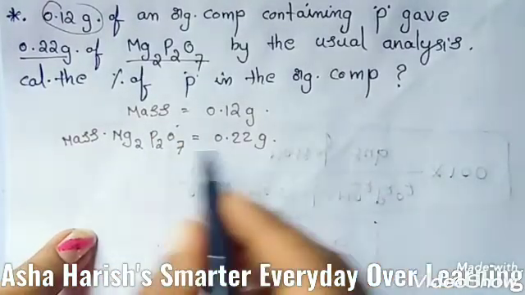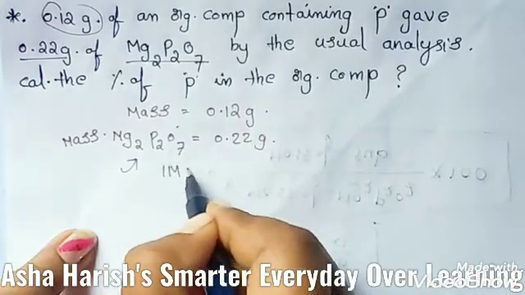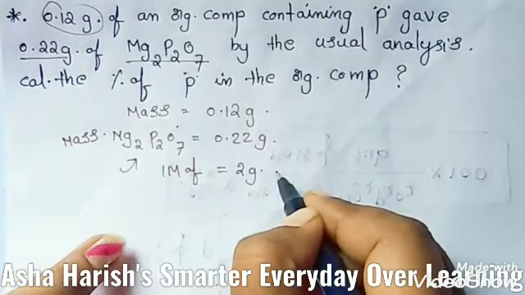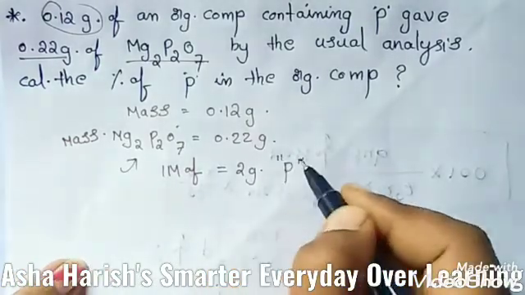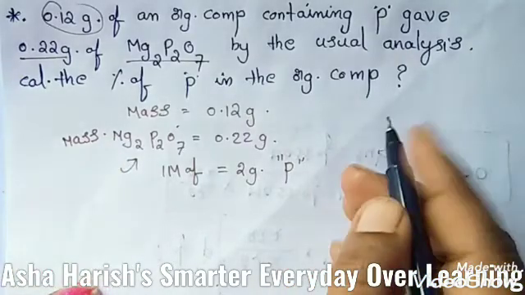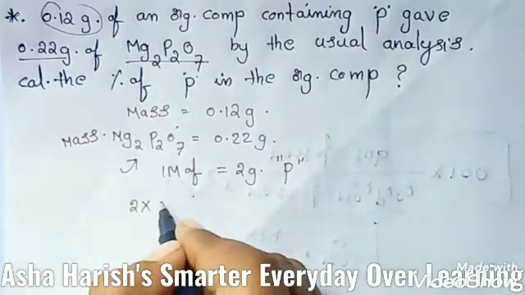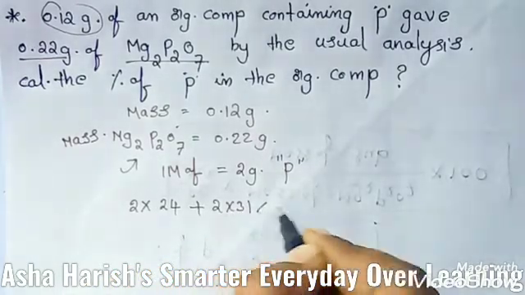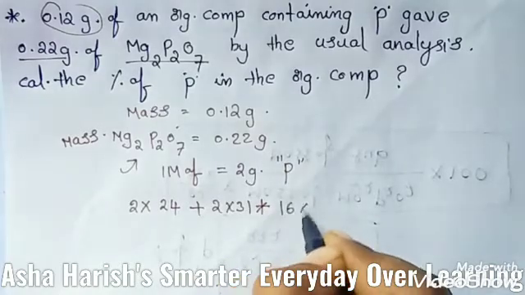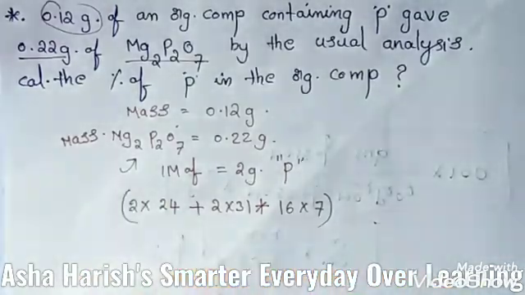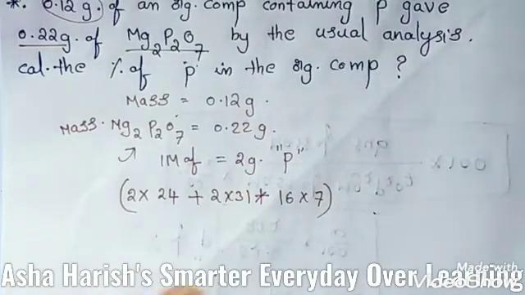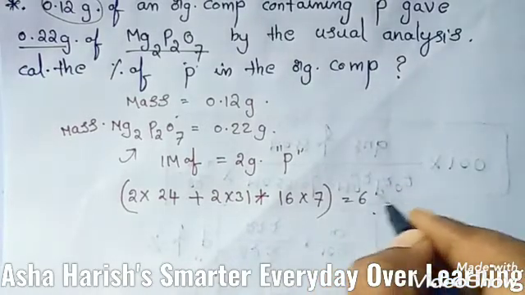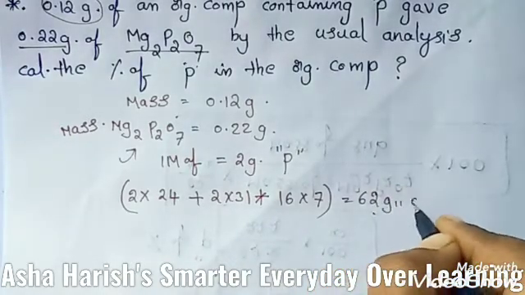Now 1 mole of magnesium pyrophosphate is equal to 2 gram atoms of phosphorus, or from this you can say 2 into 24 plus 2 into 31 plus 16 into 7, based upon the molecular masses. Finally, you should get 62 grams of phosphorus.